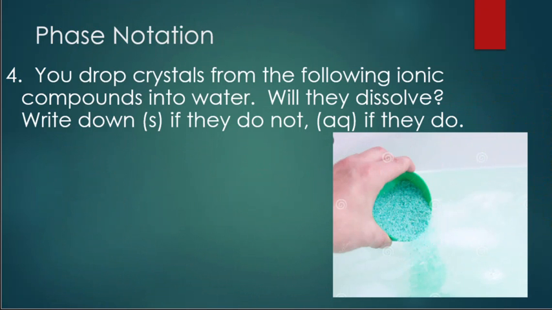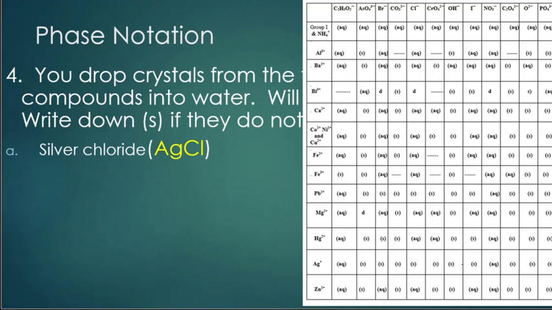So, you drop crystals from the following ionic compounds into water. Will they dissolve, AQ, or will they not, solid? All right, this is how we do this. Silver. Find silver. Oh, there it is. Please don't write on your solubility chart. Just put your finger on silver.